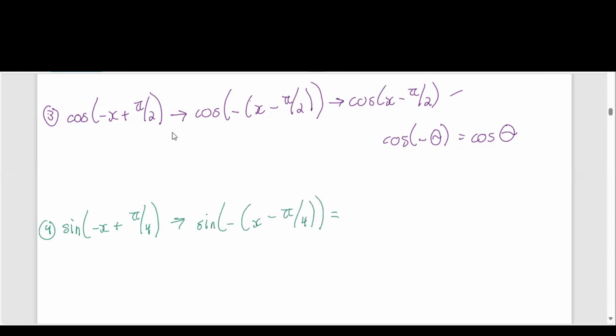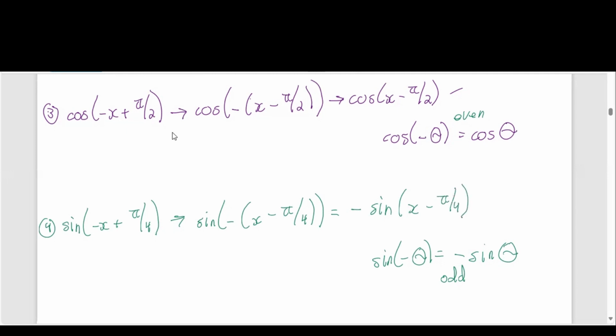Right? And we can bring out this minus. So in this case, sine minus theta is minus sine theta, because sine is an odd function, right? So different from cos. This even and this odd. Right. So now this will become minus sine of x minus pi on 4.